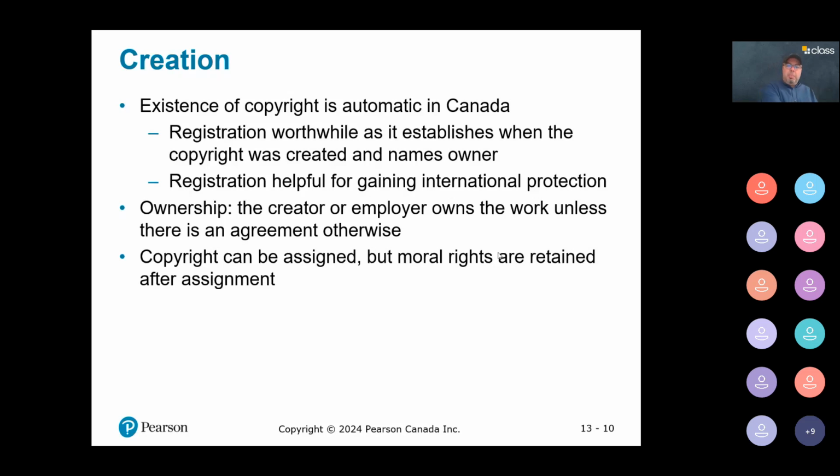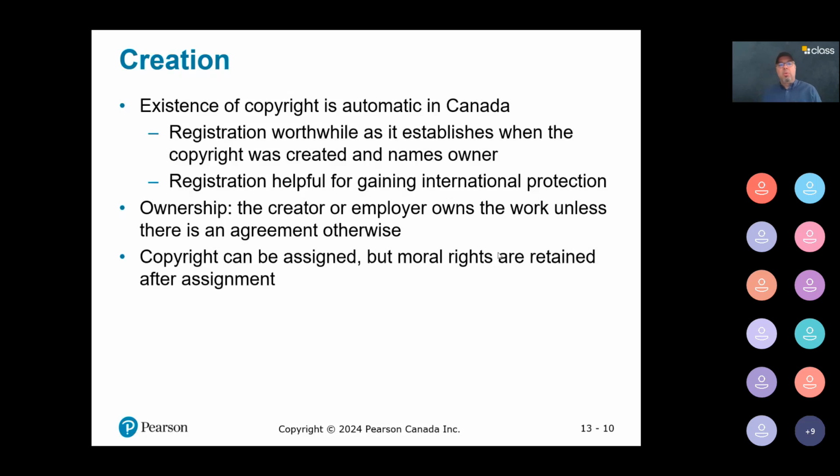Meaning that the publisher, owner of the economic rights now, they cannot have my name associated with negative aspects or anything that negatively influences my name, my reputation, my credibility. So those are issues that are protected by the moral rights.